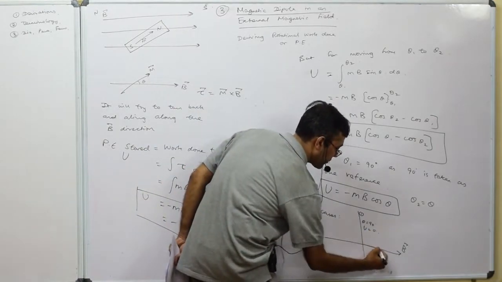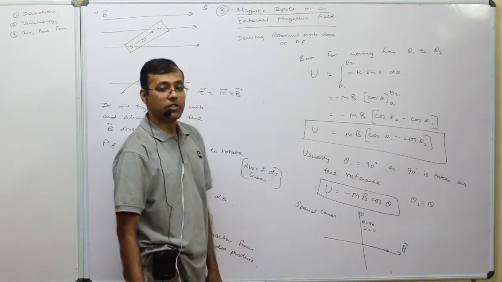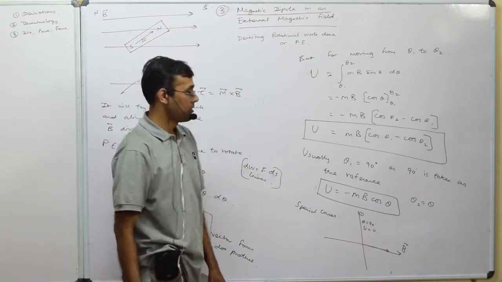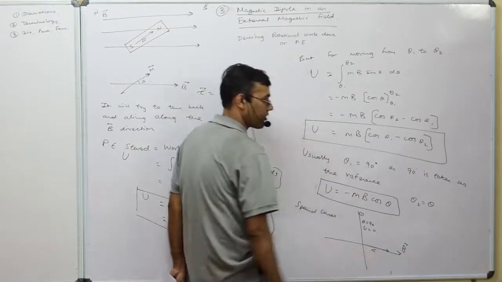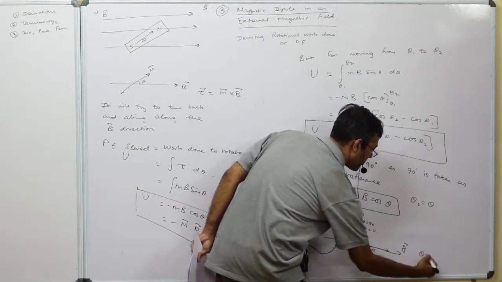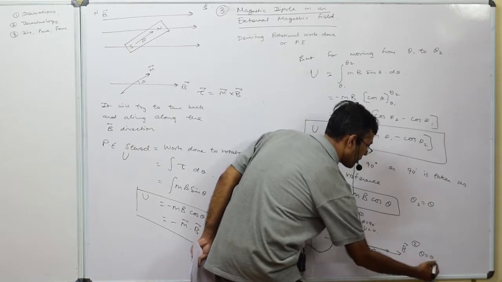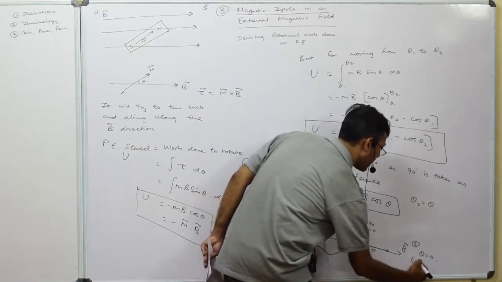What if it is aligned this way? Then theta will be 0, right? Because the magnetic field is like this, the magnetic dipole moment is also this way. That means theta is equal to 0. So this is the second case. So theta is equal to 0 means cos 0 is 1, which means U is equal to minus mb.